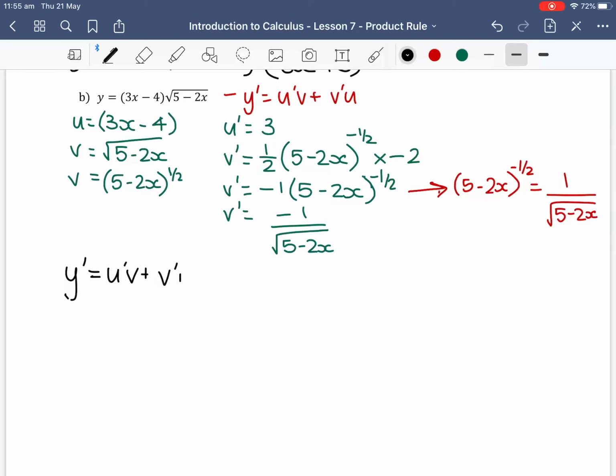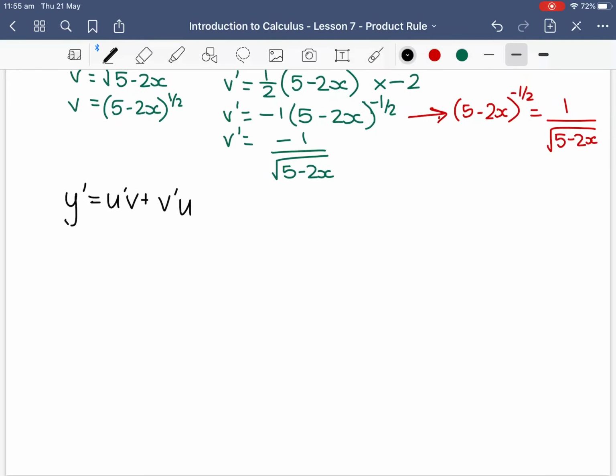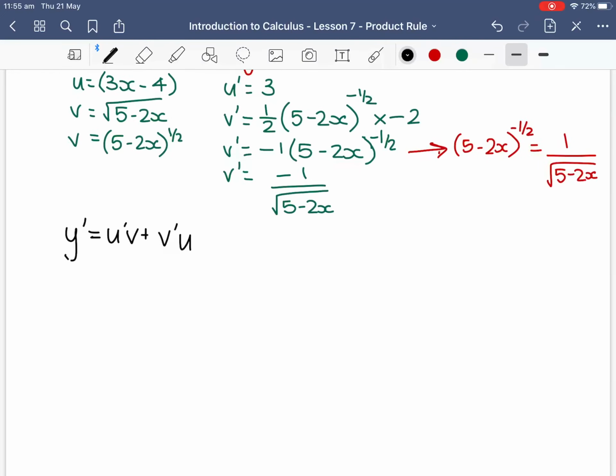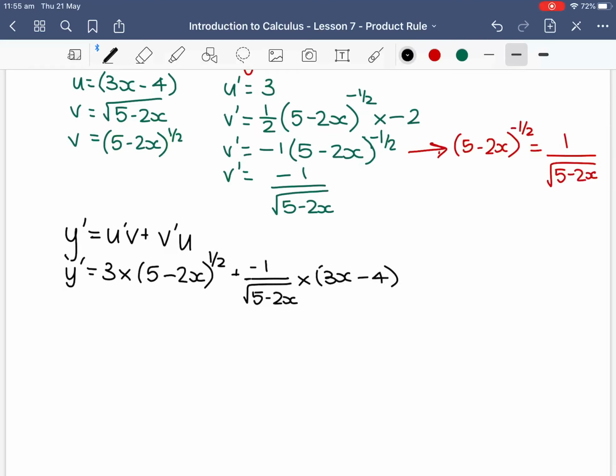So we have y dash equals u dash v plus v dash u. So we have our u dash is 3, so it will be y dash equals 3 times our v, which is our 5 minus 2x, sorry, 5 minus 2x to the power of a half, plus our v dash, which is minus 1 over our square root of 5 minus 2x, times our u, which is 3x minus 4.